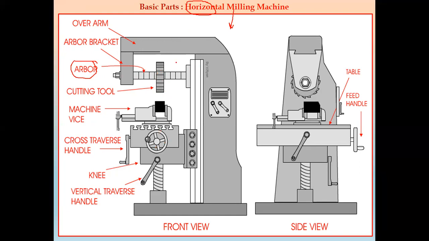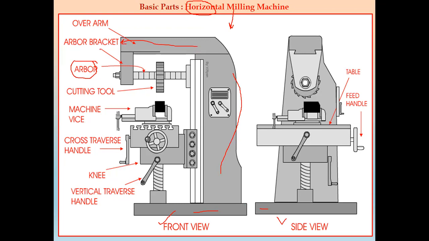In the horizontal machine, we have seen two views here, one is the front view and another one is the side view. What are the parts of this horizontal milling machine? The first part is the base. Second, we have the column. Third, we have the overarm.